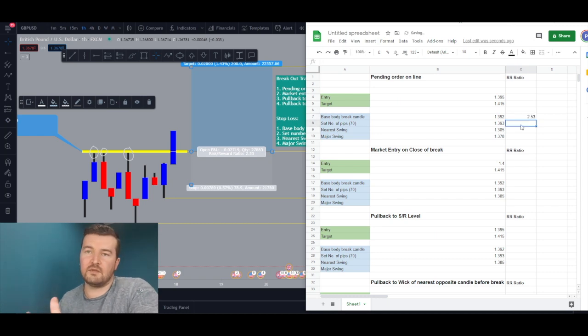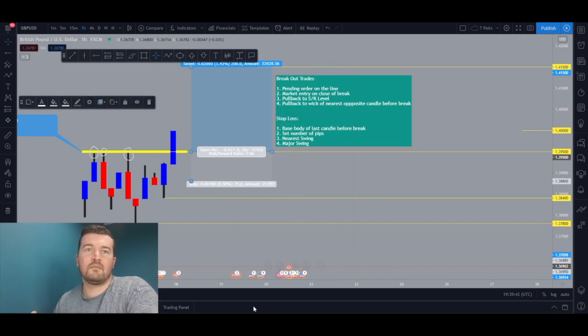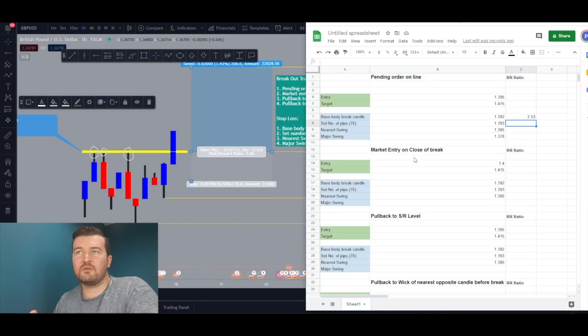So you're risking 1 to make 2.53 back, that's good. A set number of pips, let's call it 70. So if we go here, change this. How's that changed our risk reward ratio? It's changed it to 2.86.